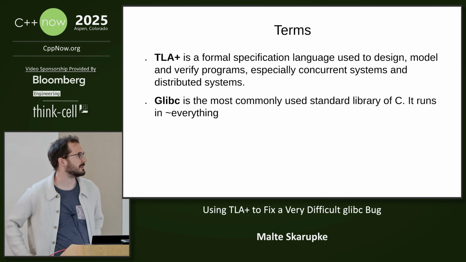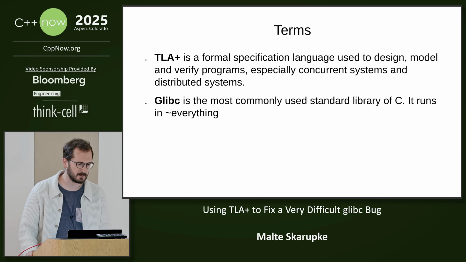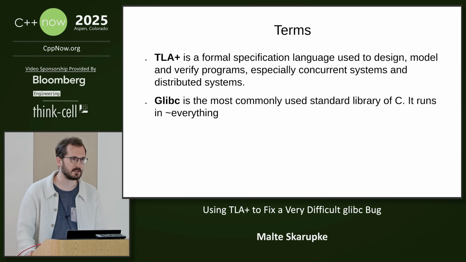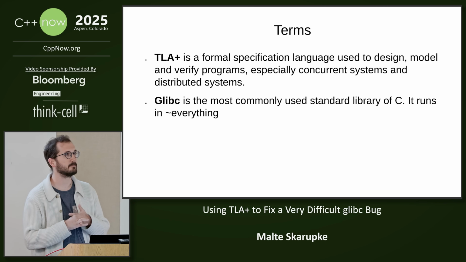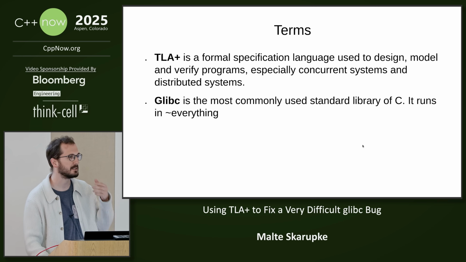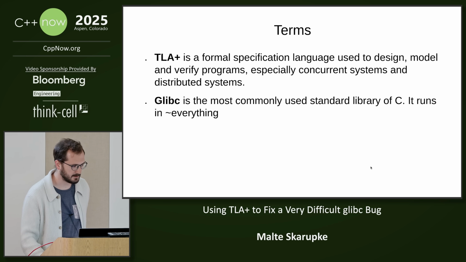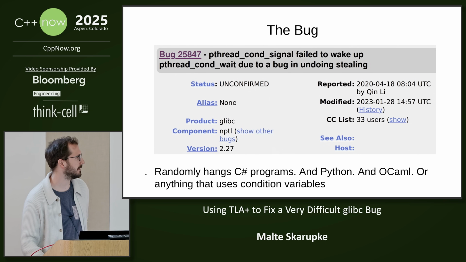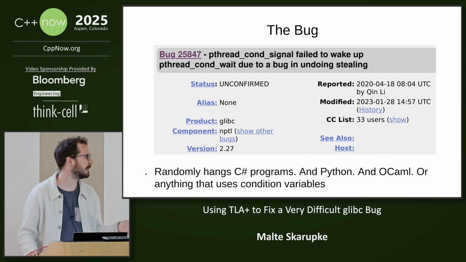Yeah, so TLA Plus is a formal specification language, and mostly it's used for simpler things than glibc. It's mostly used for protocols or distributed designs and that kind of stuff. And everyone knows what glibc is, at least in this audience. It's used in everything. And the bug that we're talking about is that condition variables would sometimes not wake.